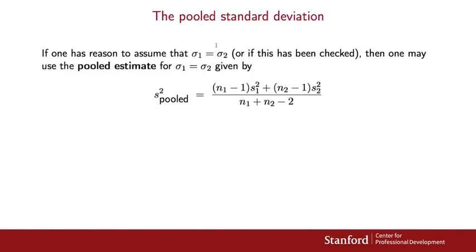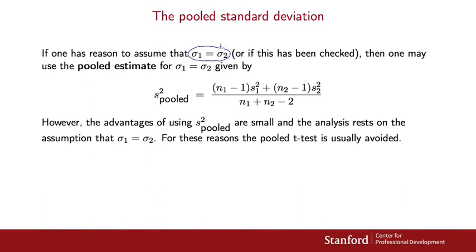If you look up the two-sample z-test in textbooks, then sometimes you see that there's some pooling going on if one can assume that the two standard deviations are the same. In that case, it's possible to estimate the common standard deviation using a pooled estimate whose formula is given here. However, it turns out that typically there's not much advantage of doing that. Also remember that this analysis rests on the assumption that the two standard deviations are the same, and there may be questions about that. And for these reasons, the pooled t-test is usually avoided.